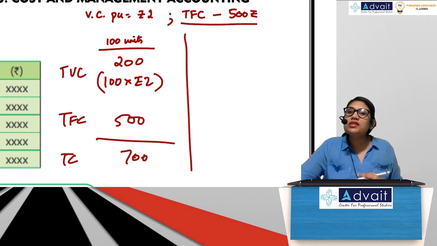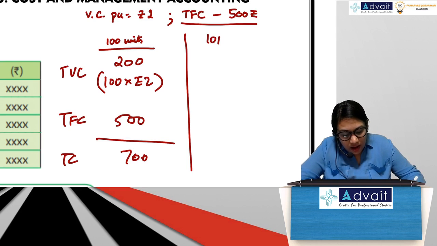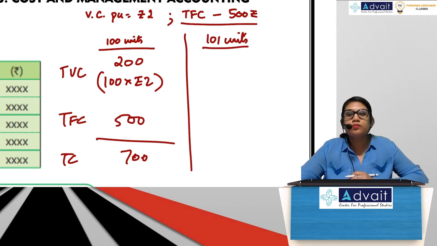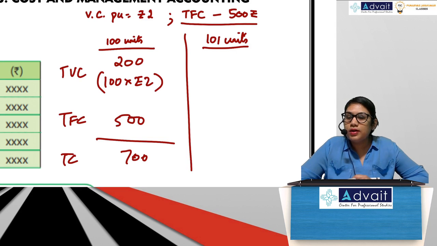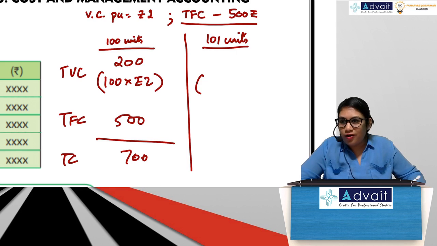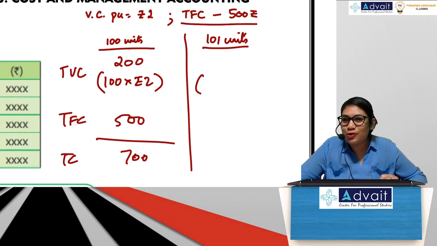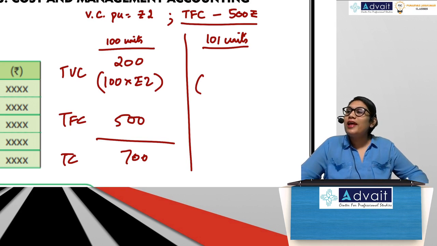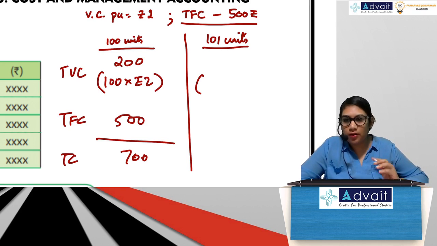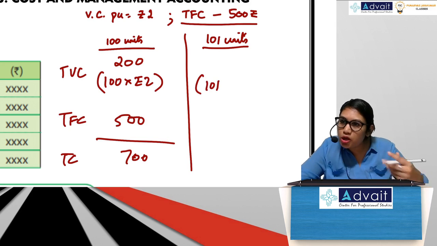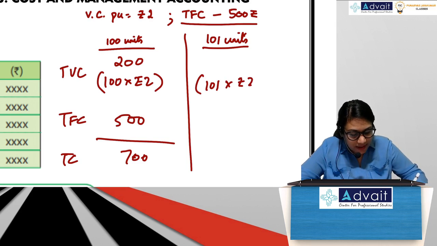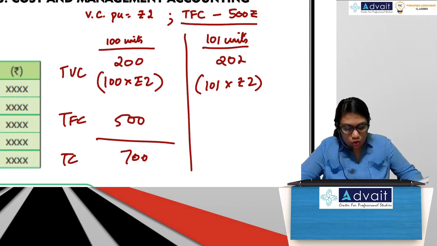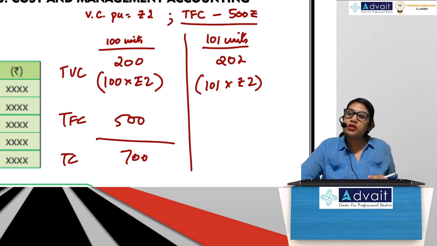Now, let's say I am manufacturing 101 units. Now tell me what the variable cost will be. No, I'm asking how much the variable cost will be, not the total cost. So you've already jumped the gun. Okay. So tell me how much is your total variable cost. 101 units, because now I'm producing 101 units, not 100 units, into rupees 2. So 202. And what will my fixed cost be?